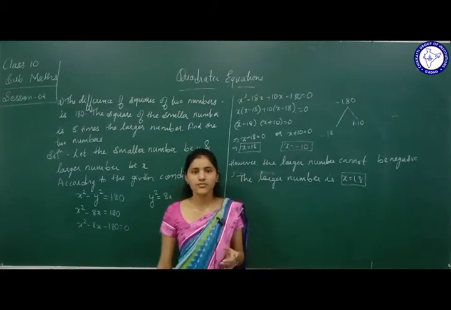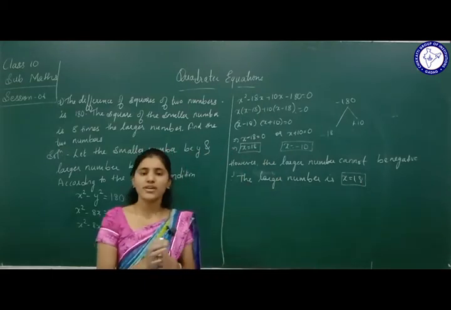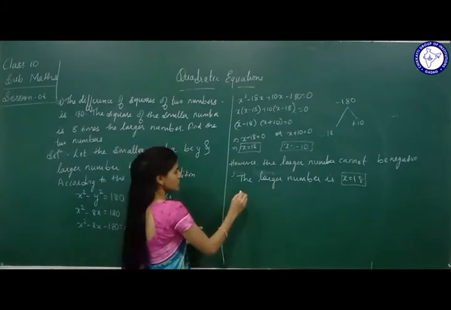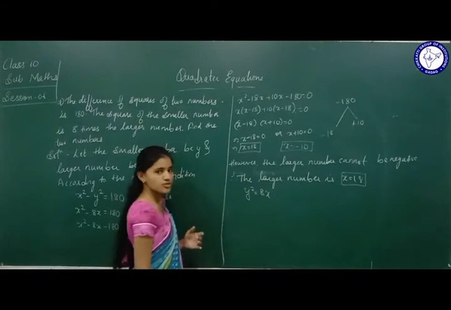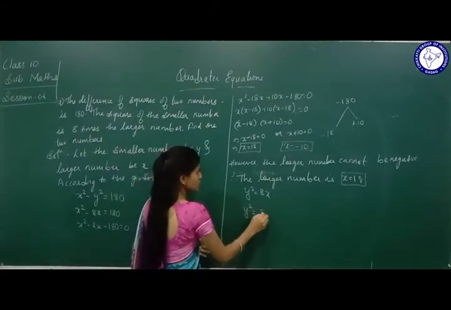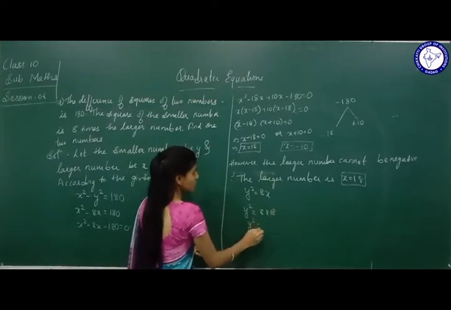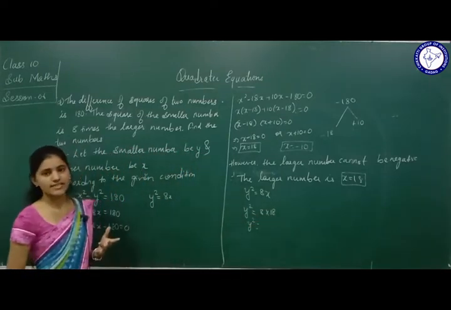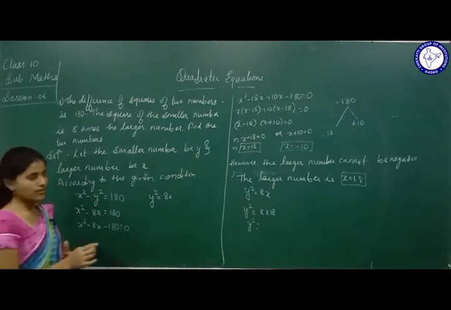Now we need to find the smaller number. How are we going to find the smaller number? We have y square is equal to 8x. y square is equal to 8 into 18. How much are we going to get? That is 8 into 18. It is nothing but 144.